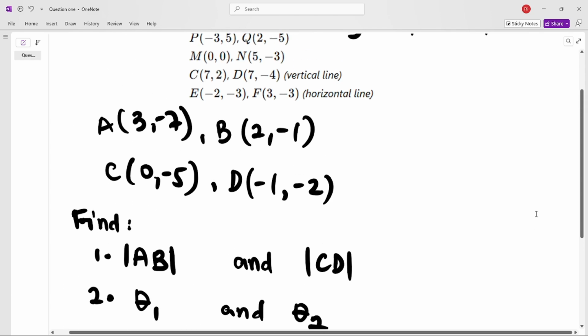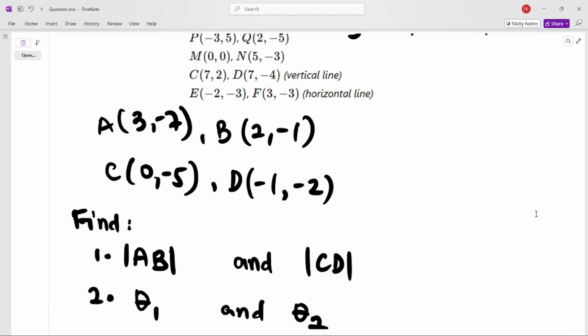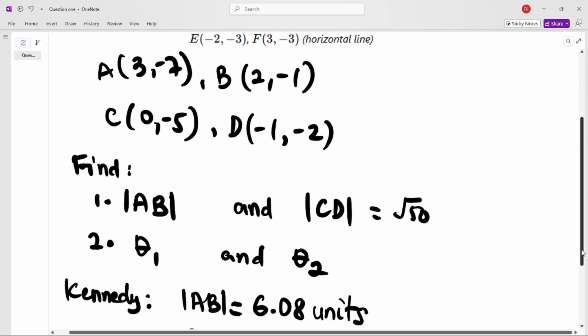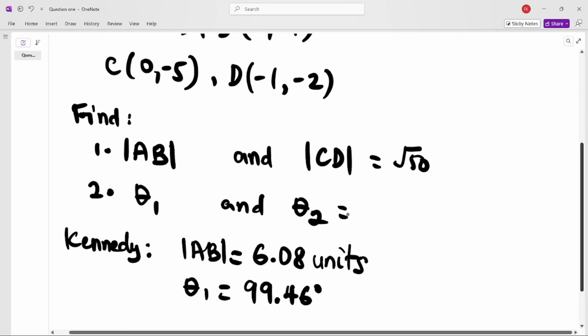Let me see. -1 plus 6 over 2 minus 3. Okay. So I'm done with the line DC. What do you have? So I got root 50. Okay. What about the theta? Do you have the gradients though for the theta? Okay, I'm coming. Tan inverse -7.